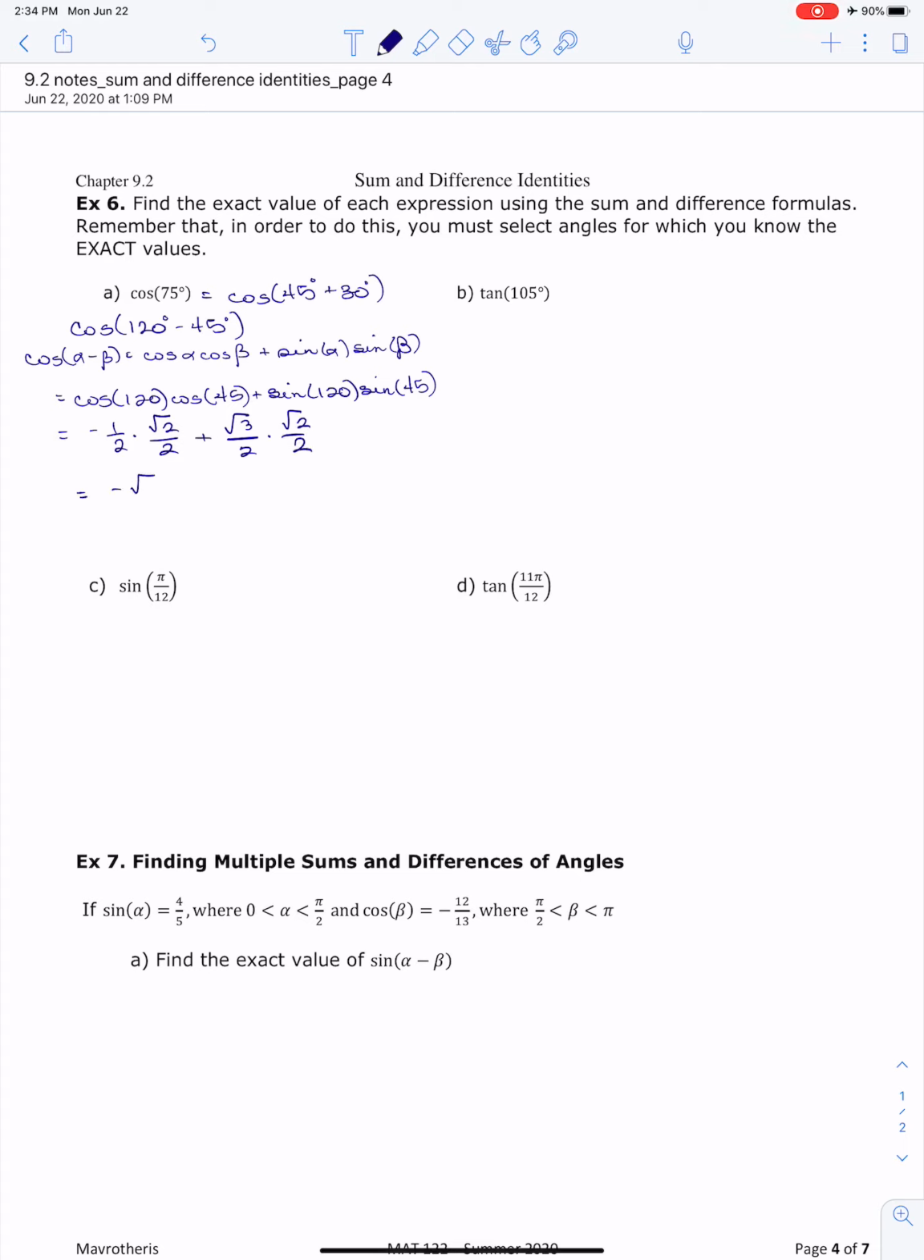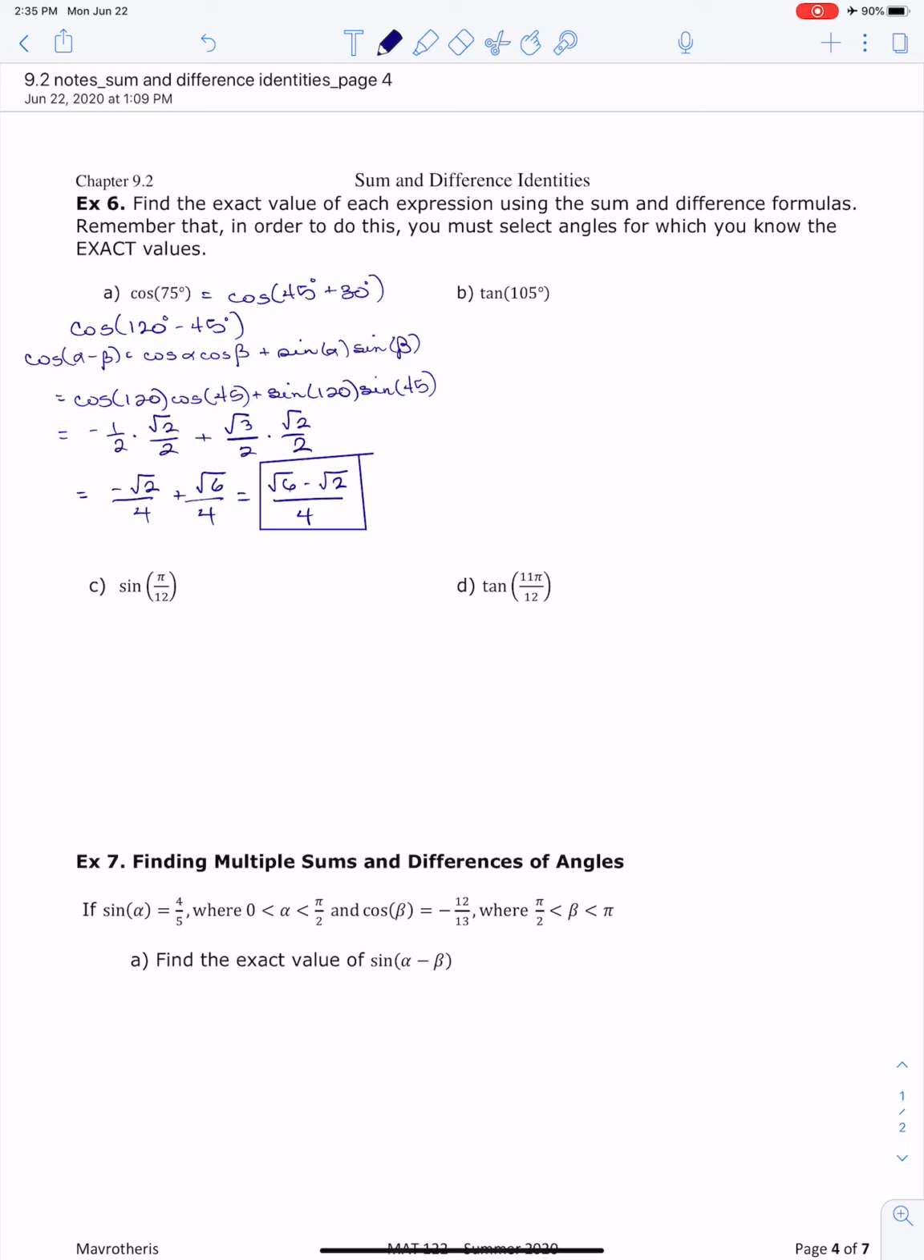I get negative square root of 2 over 4 plus the square root of 6 over 4. And because I would much rather have that positive first when I combine them over the 4, I'm going to write square root of 6 minus the square root of 2 all over 4. And that's the exact same thing we got on the first page, because the value of the cosine of 75 is not going to change, provided that we go at it using correct values.